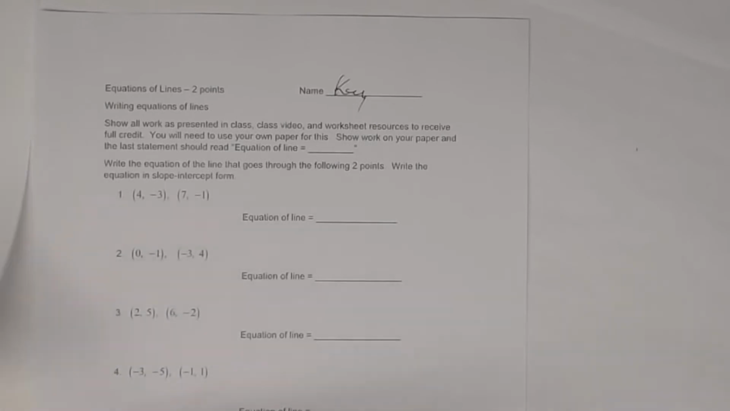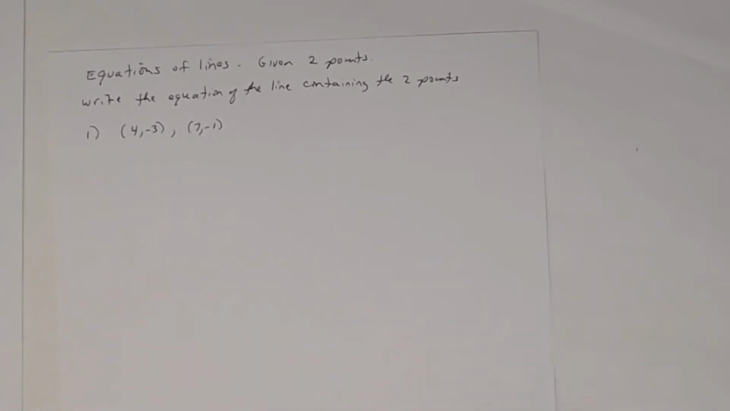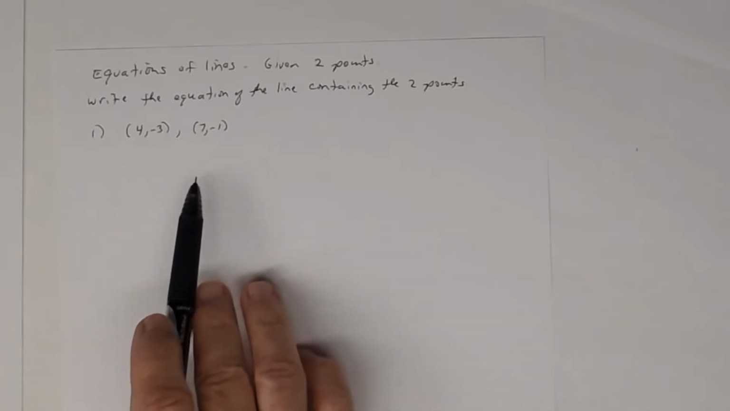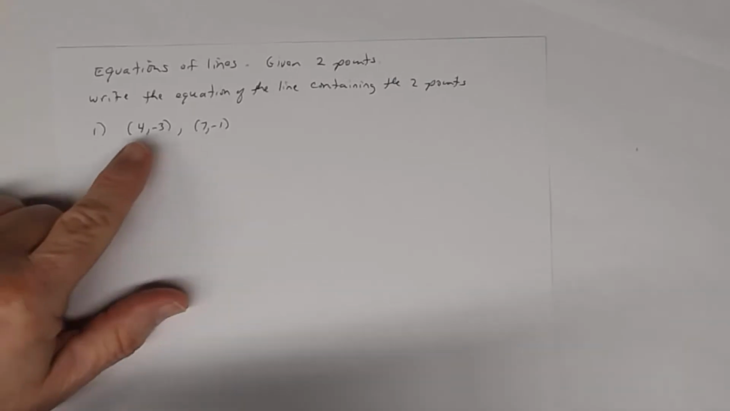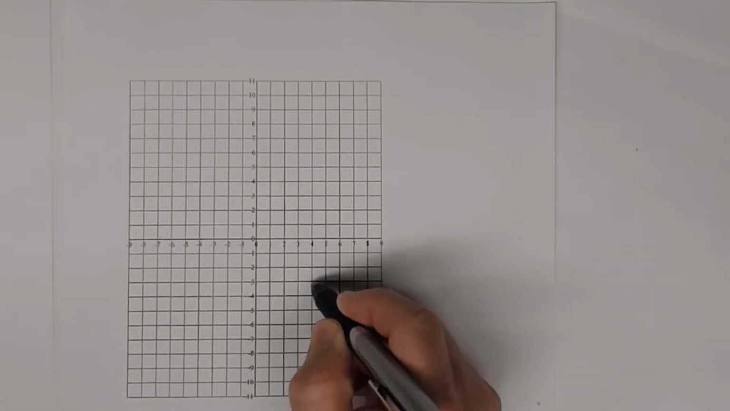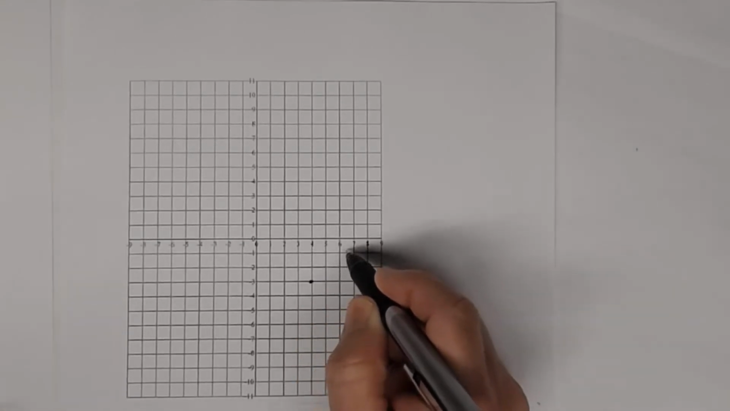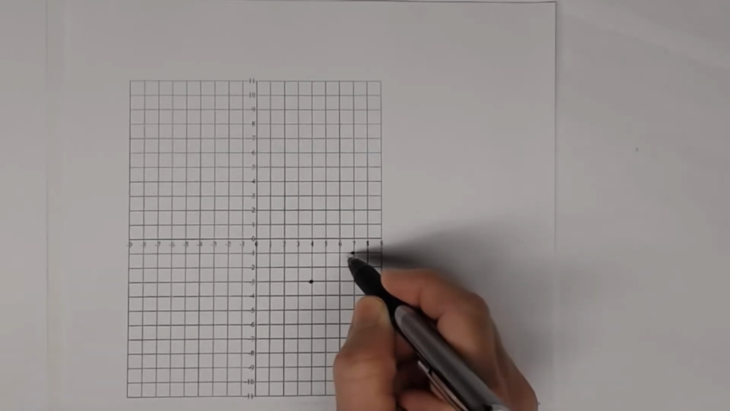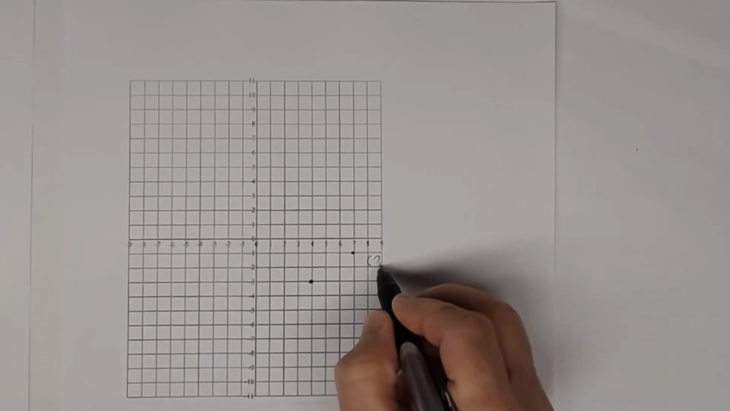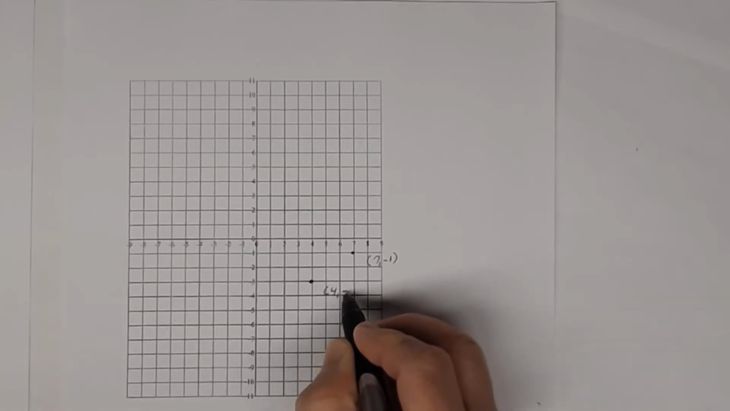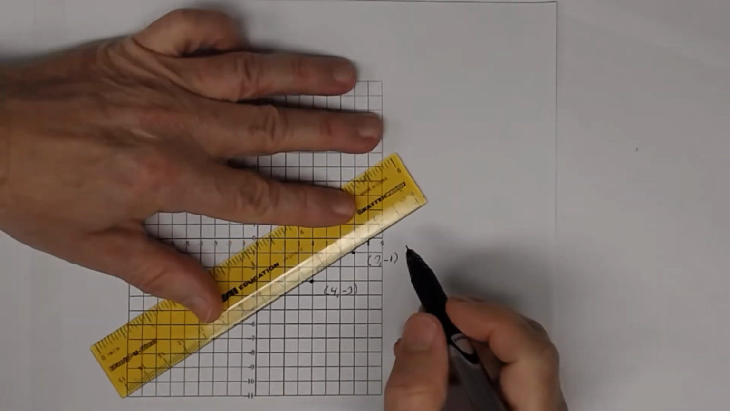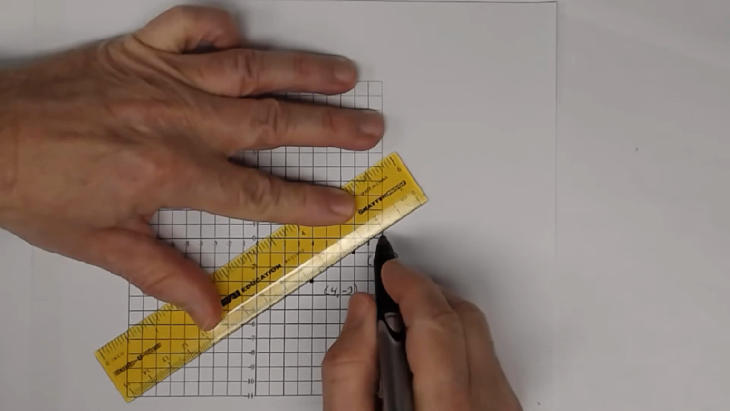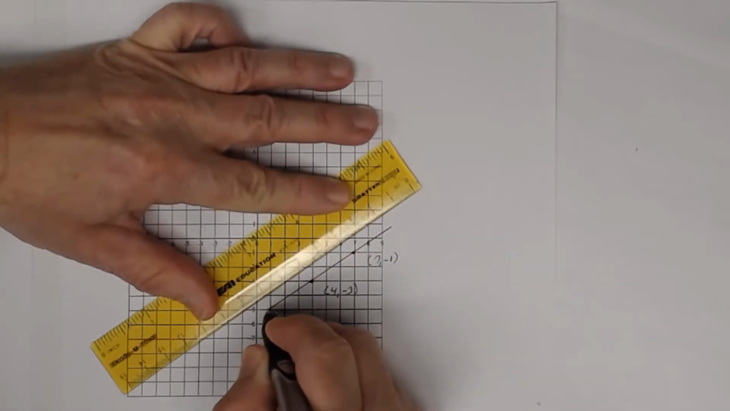So number one, you want to write the equation of a line that contains these 2 points right here. Now, in terms of a graph, just remember what that means. So if you were to plot those 2 points, (4, -3) and (7, -1), so here is (4, -3) right here, and then this is (7, -1). All right, so those are the 2 points here. So if I draw the line that goes through those 2 points, this is what I would get. So this line contains those 2 points.